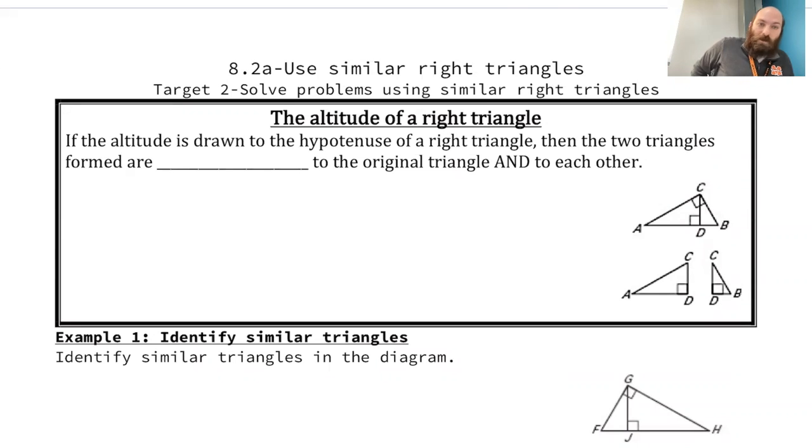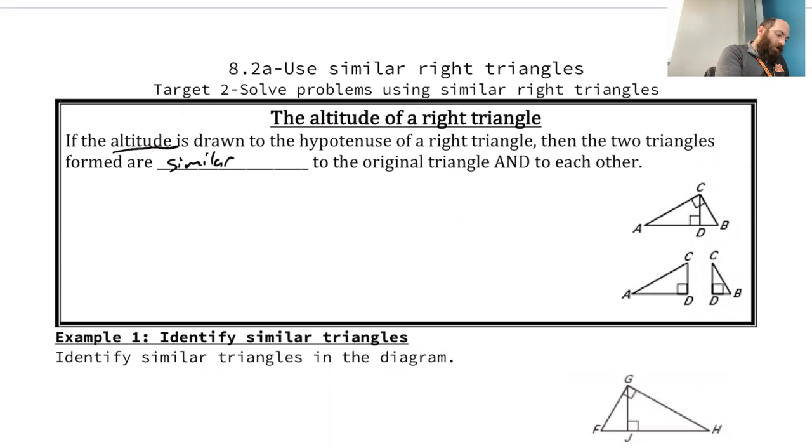Today we're going to be talking about 8.2 day one. We're looking at some other similar right triangles, and we're going to create these by doing what's called the altitude of the right triangle. If the altitude is drawn to the hypotenuse of a right triangle, then the two triangles formed are similar to the original triangle and to each other.